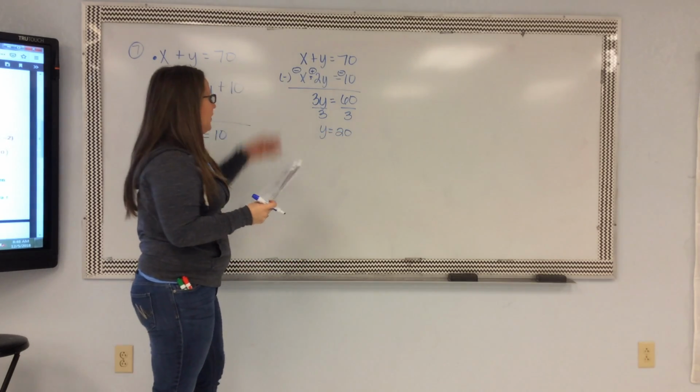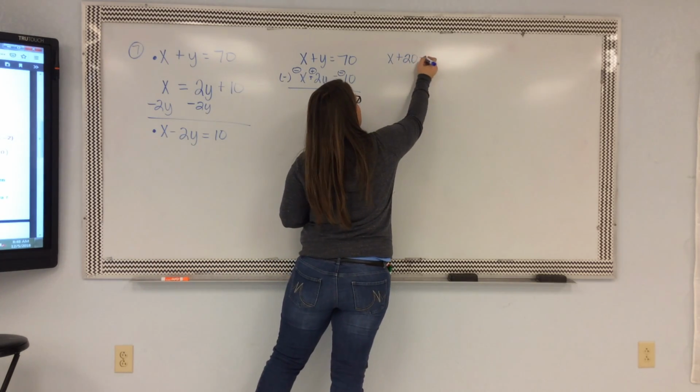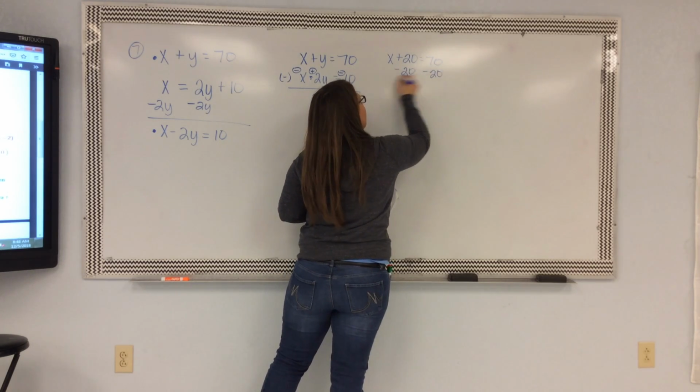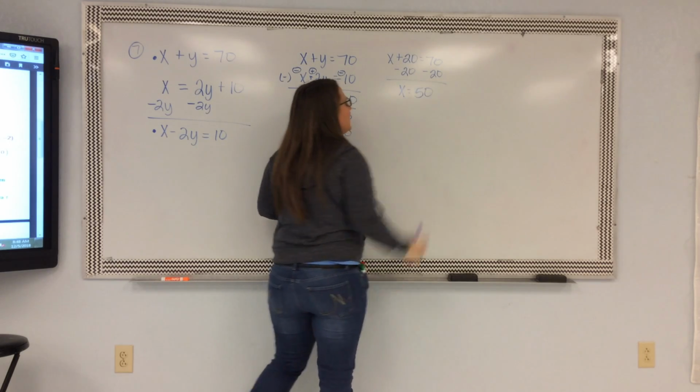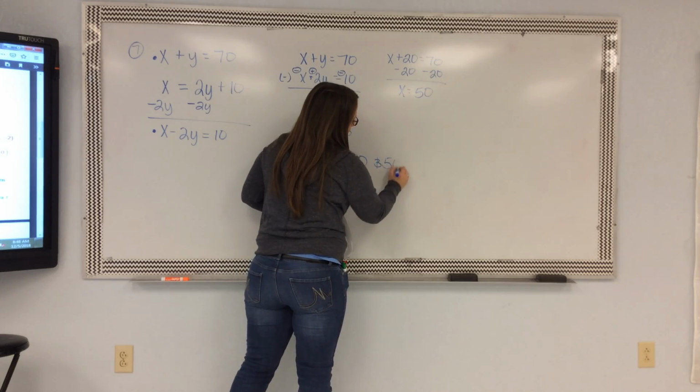When I go back and plug that in, I'm going to plug it in right here and say x plus 20 equals 70. When I subtract 20 from both sides, I get x is equal to 50. So my two numbers are 20 and 50.